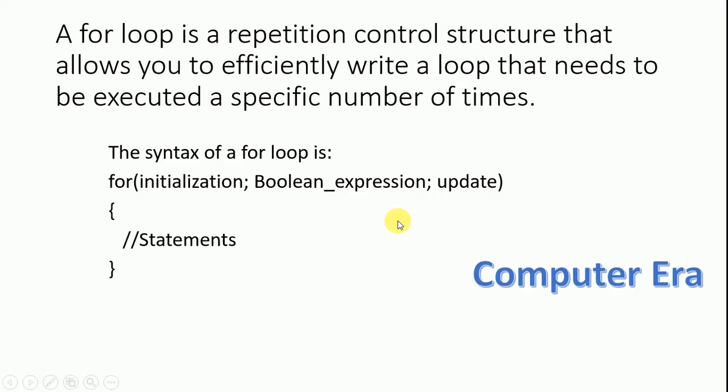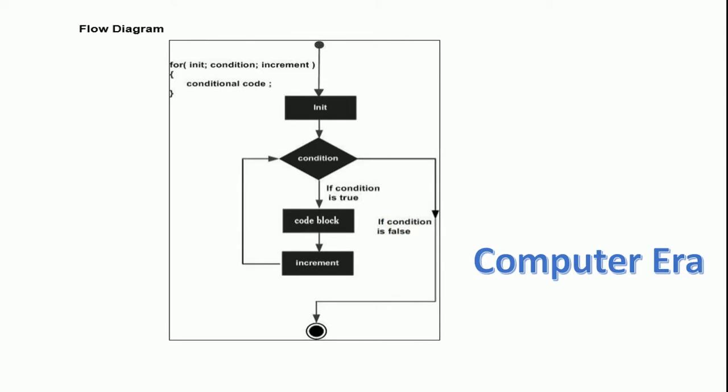Let's see the flow diagram and how it is implemented. The first part is initialization, which is done here. Then the condition: if it is true, it moves to the code block, and then to the update area, that is an increment or a decrement, whatever you have to do. Then it again moves to the condition, and the code block if it is true, but if it is false, it will come out of the loop. So this is the general form of the for loop flow diagram. It will be very helpful for you to understand the for loop.